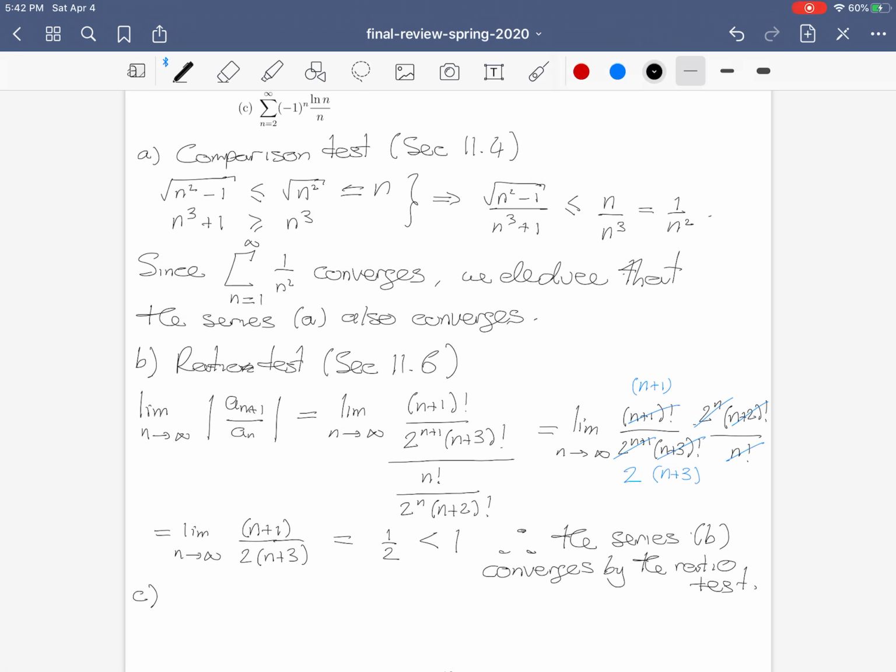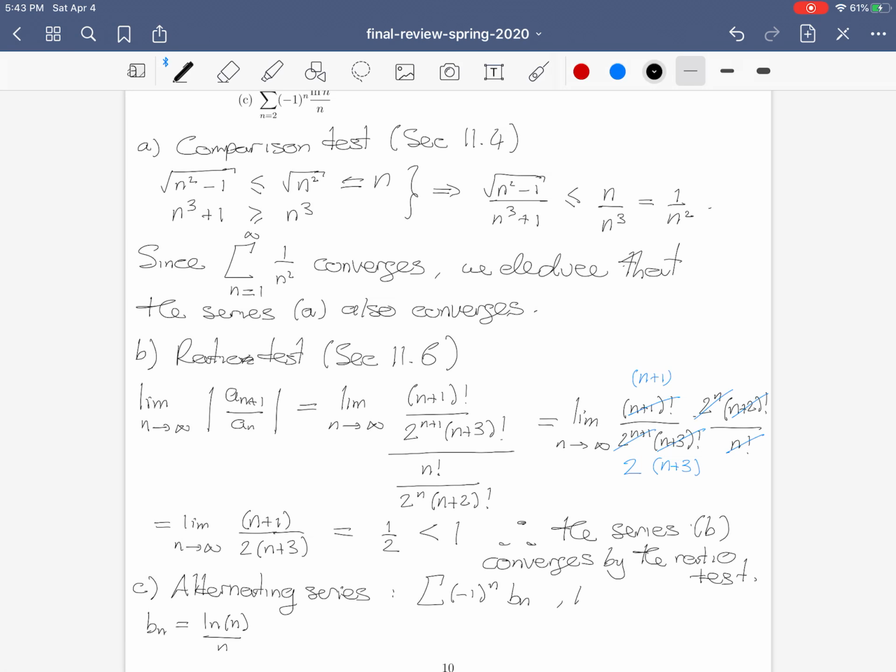Okay, let's move on to part C. So part C, we have a series where the general term is (-1)^n times ln n divided by n. So this is a type of alternating series. Recall that an alternating series has the form (-1)^n b_n. In our case, b_n is equal to ln n divided by n.